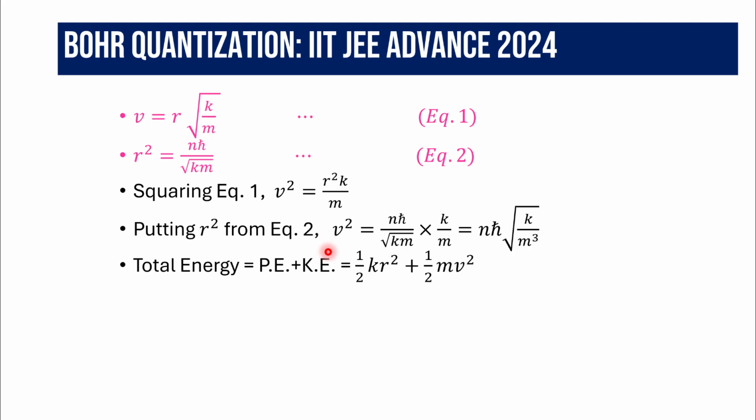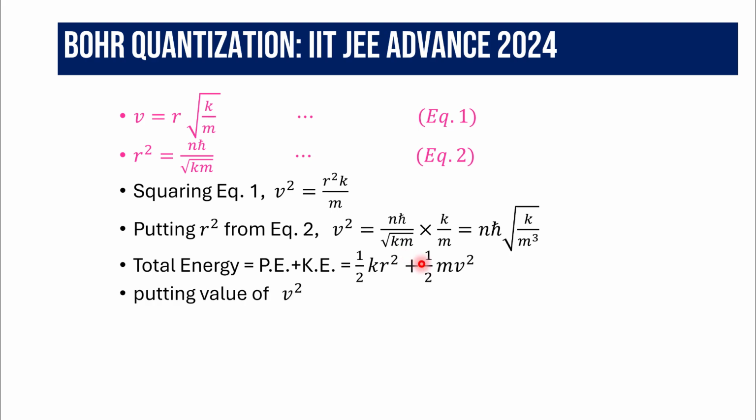Now I can calculate total energy, because in the problem you also have one option for the total energy. Now what is total energy? Total energy is the sum of potential energy plus kinetic energy. The problem gives you the expression for the potential energy, and that is half k r square, and kinetic energy is half m v square, we know.